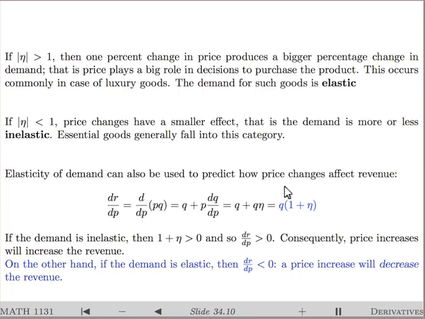So I will stop here. In the next segment, we will look at some of the calculation examples.